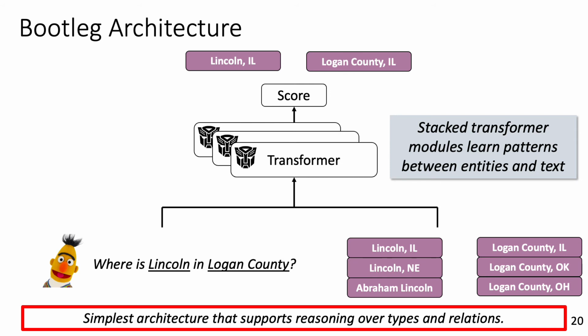Now, this model is as simple as we can make it. It uses the now standard transformer module to learn patterns between text and the entity payloads that contain our entity, type, and relation embeddings. More details about the architecture are going to appear in an upcoming machine learning paper, but the high-level takeaway is that it's the simple model that supports reasoning over types, relationships, and entities.